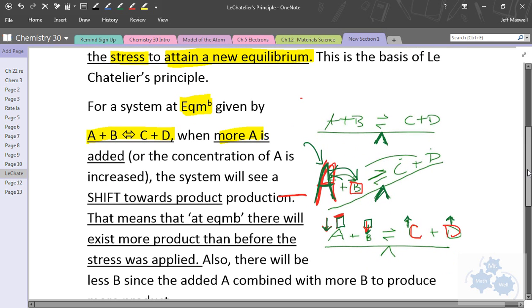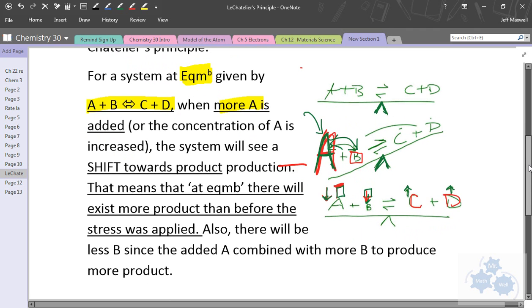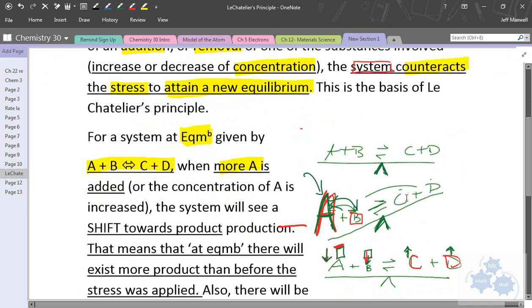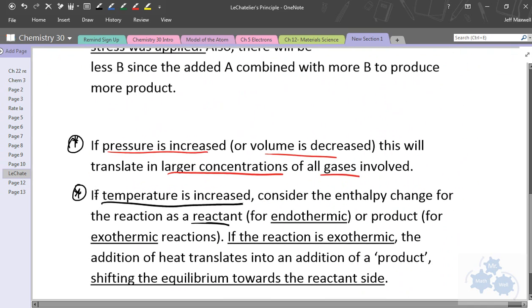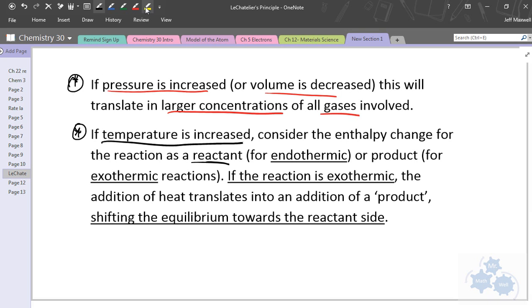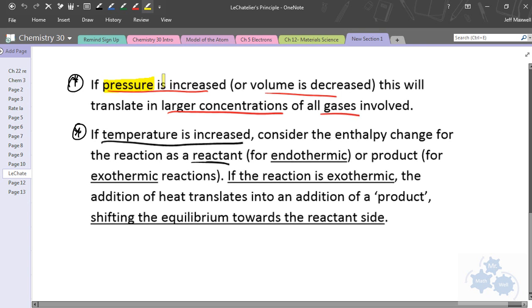And we're going to talk today about what happens when pressure and temperature are changed. So yesterday were these notes here on the change in concentration, and today we're going to focus on these guys right here. If pressure is increased, okay, so we're talking about pressure now. If pressure is increased, or the volume is decreased, which really means the same thing, right?